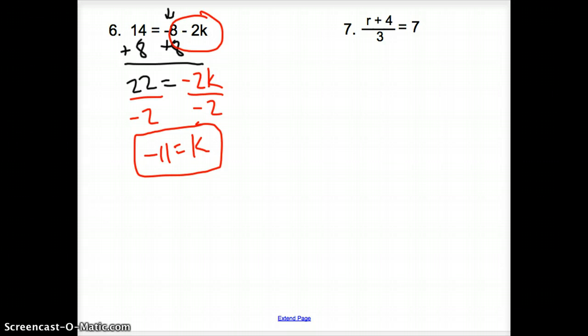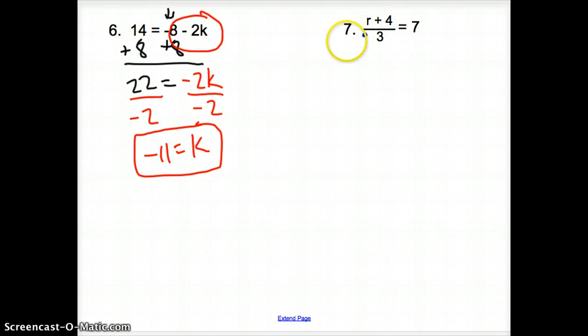Number 7 gets a little bit trickier. Now we cannot touch this r until the 4 and the 3 are away from the r. I can't touch the r and the 4 because it is being divided right now by 3. This 3 belongs to the 4 and the r. What is it doing to the top? It is dividing.